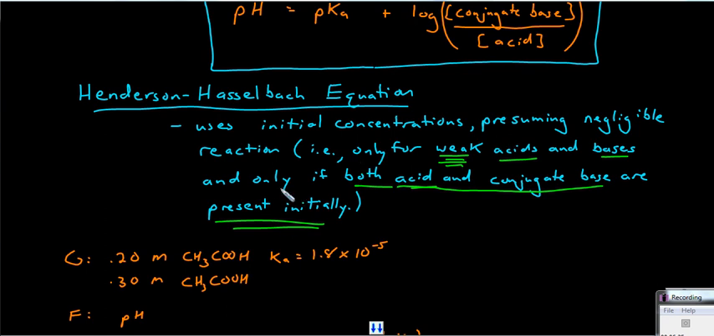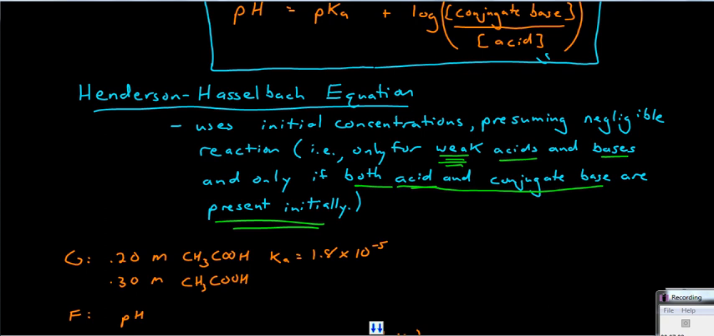And another thing then is that in order to have this negligible reaction, it can only occur if both the acid and the conjugate base are present initially. Okay, so only if the acid and our conjugate base are present initially. Otherwise, you cannot use this equation. Like we solved problems in our original acid and base chapter, you could not solve those problems using this equation because there were not common ions present.